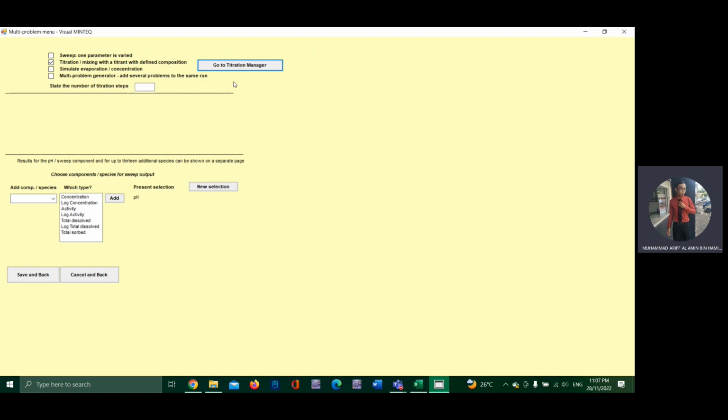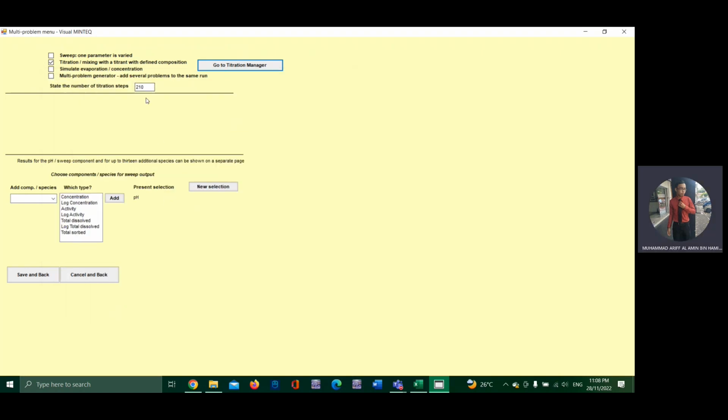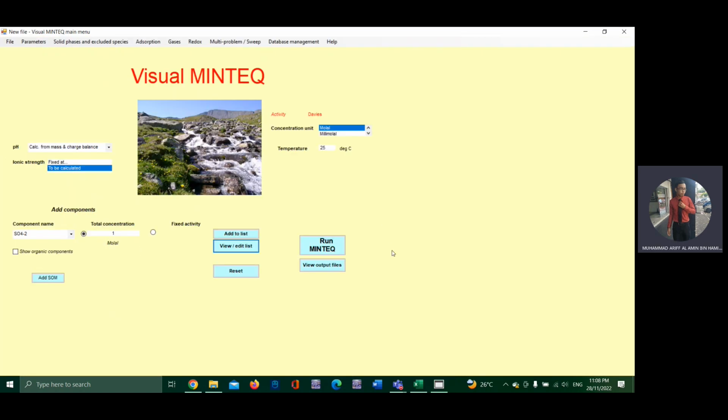And then we need to state the number of titration step, which is 210, because from the volume of solution to be titrated, we need to divide it by the volume of titrant, which is 5,000 liter divided by 25 liter. And then we got 200, but we need to add extra 10 so that the pH will be more alkaline. So we need to click save and back, and then we are ready to run the Minteq.